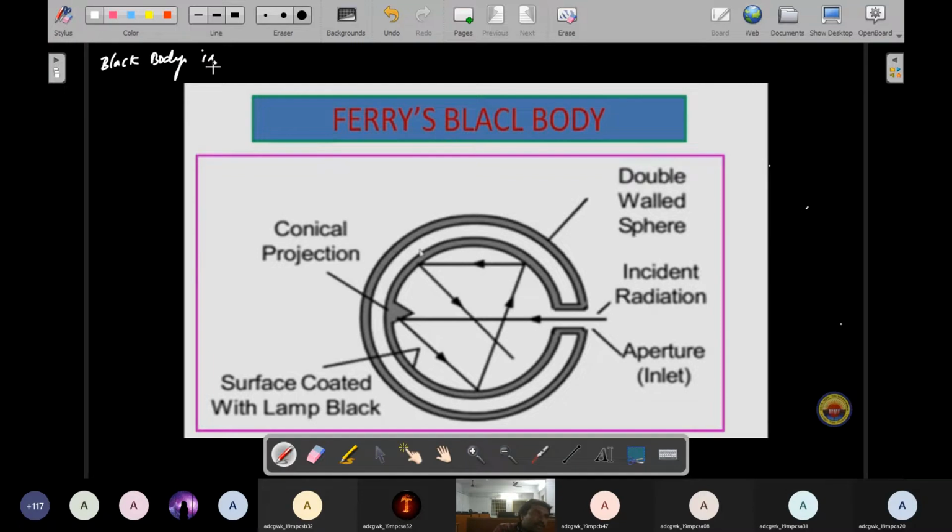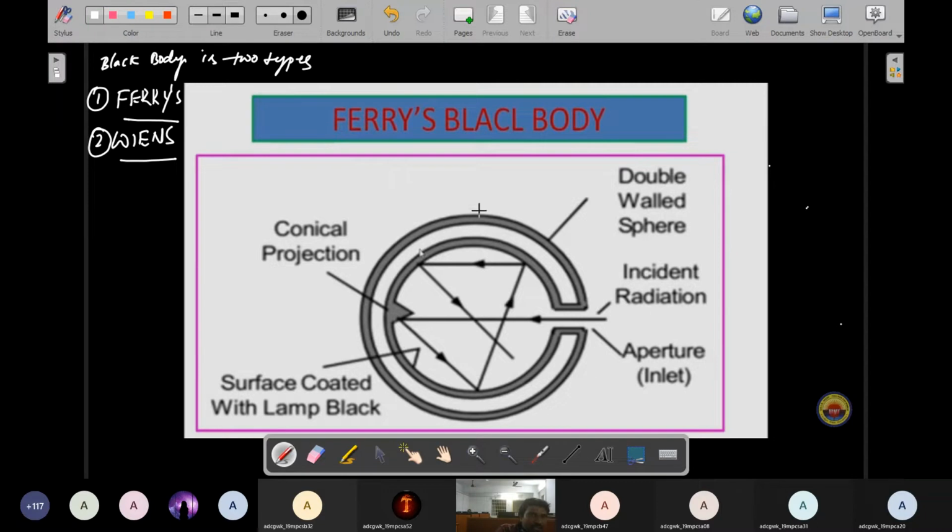Black body is of two types. Okay, the first one is Ferris black body, and the second one is Wien's. So these two types of black bodies are present. So generally, what is a black body? See, this is a Ferris black body.